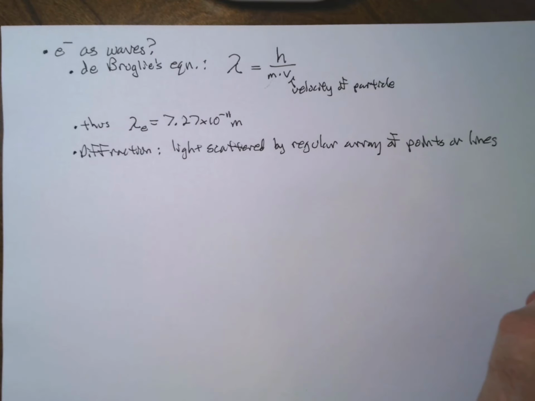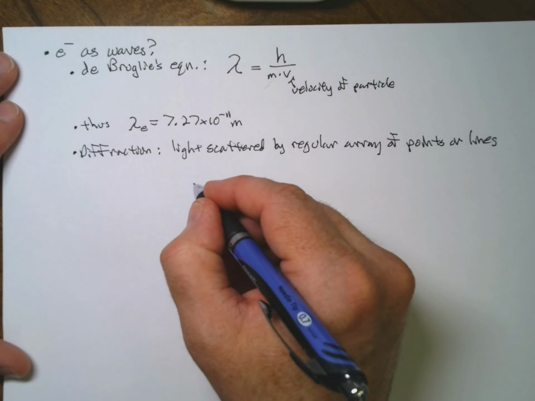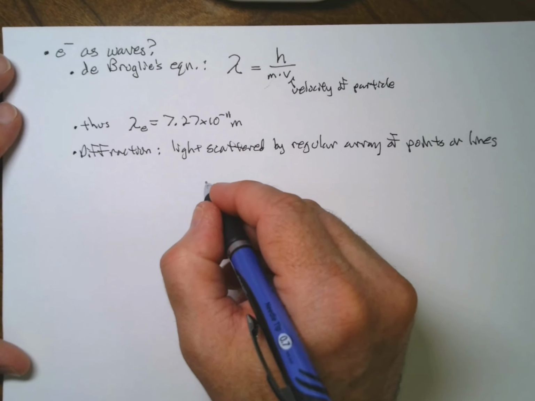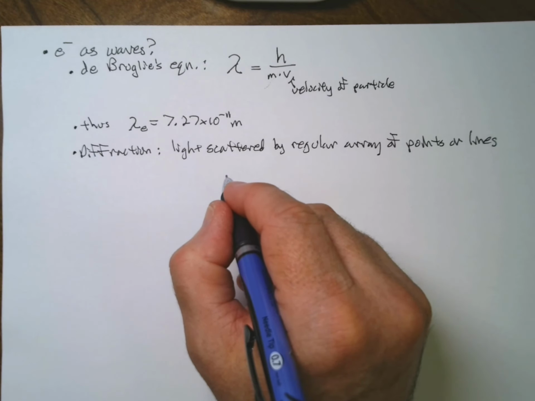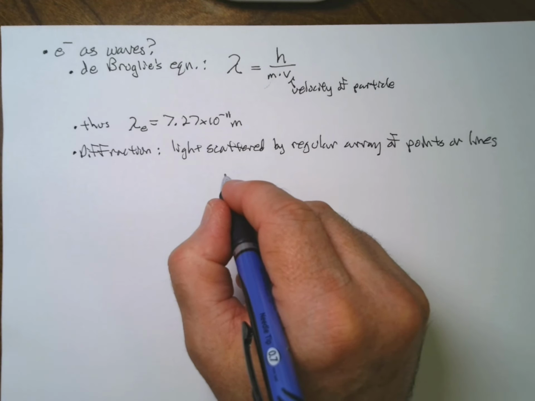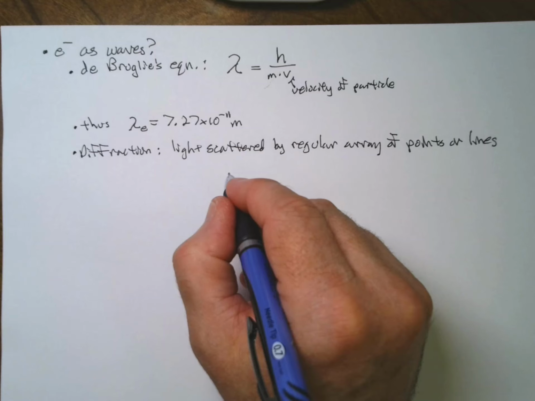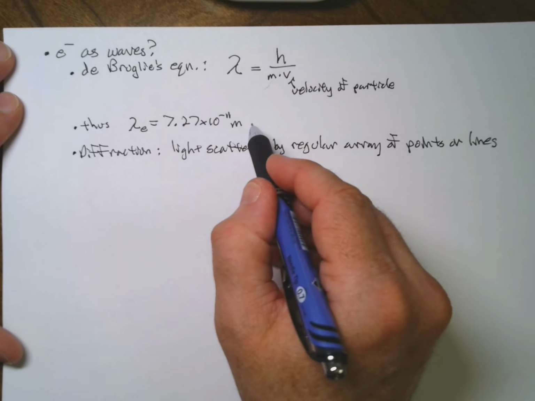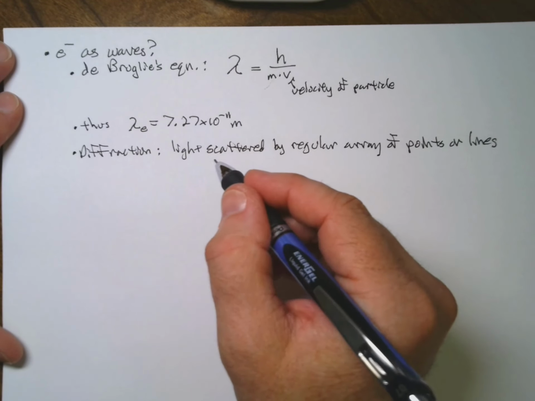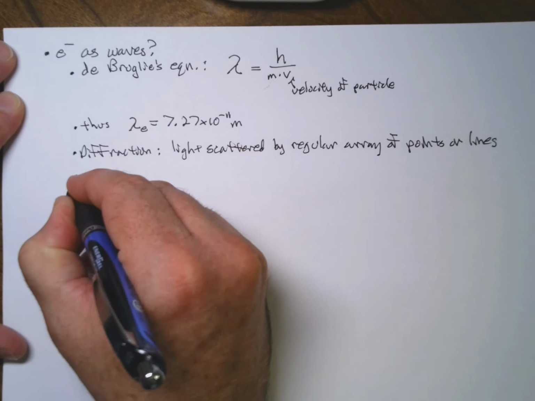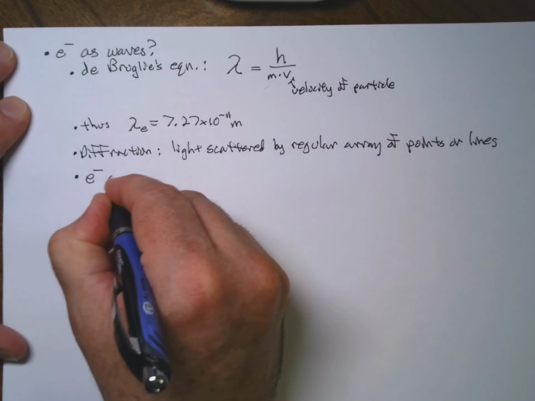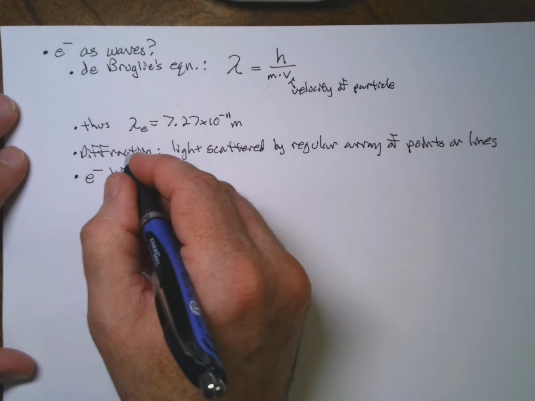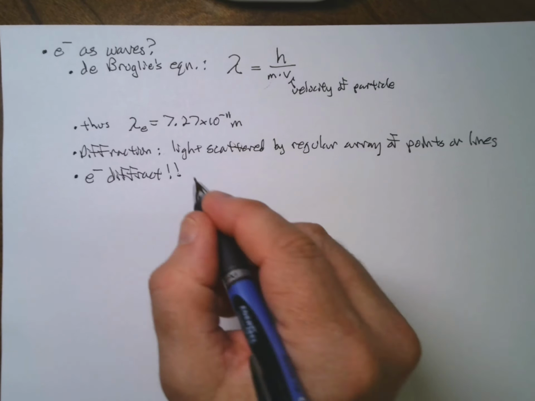So you can get then what are called diffraction patterns arising from interference of light waves. The interference can either be constructive or destructive. And only waves can really explain diffraction patterns. And so the question is, if an electron has a wavelength of 7.27 times 10 to the minus 11 meters, which is about the size of the spacing between atoms, it should diffract. Does it? Yes. Electrons diffract. So thus electrons have a wave-like nature.